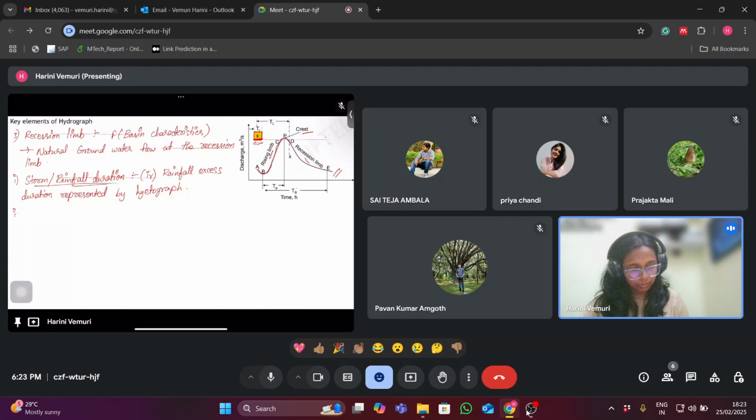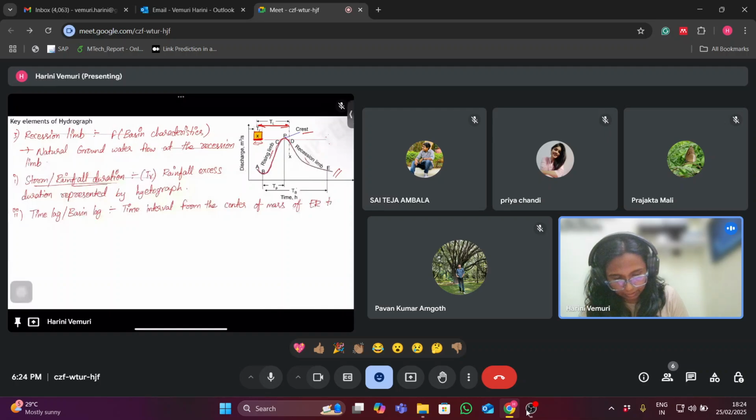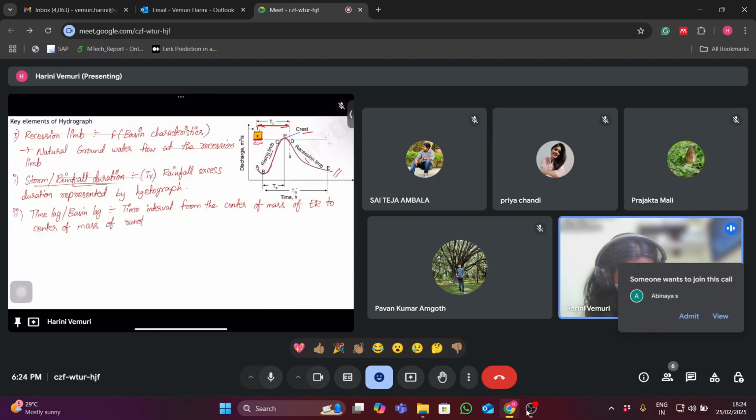And the next key element of the hydrograph is time lag or basin lag. As you can see here, this time difference is the time lag. That is the time interval from the center of mass of excess rainfall to the center of mass of the runoff hydrograph.